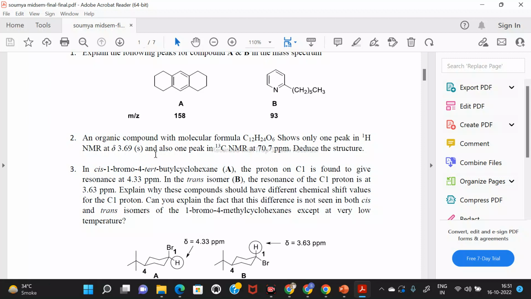So you get one piece of information: the compound should be symmetric because the DB is 1, so it must be cyclic. You have to place all the carbon, hydrogen and oxygen in such a way that all the groups are symmetric. From the 1H NMR you also get some idea that it must be attached to some electron withdrawing group, I mean O should be there, and from the 13C you also get some idea. So can you draw the structure now?